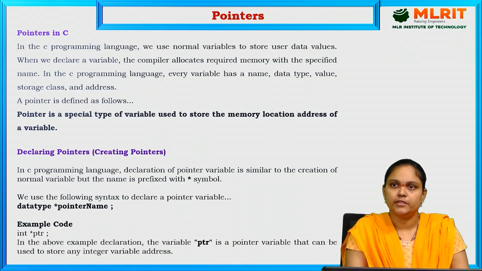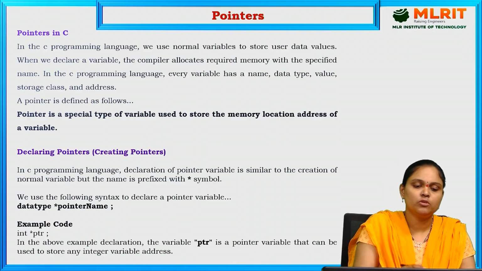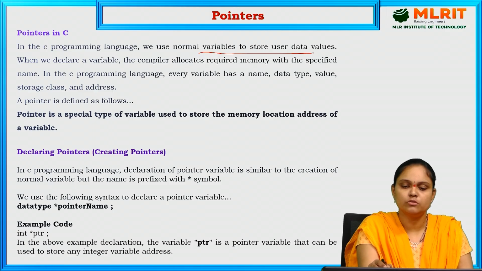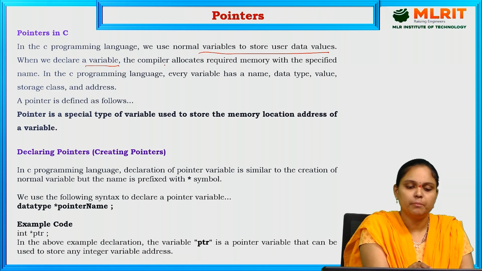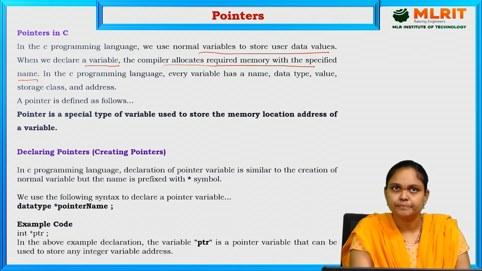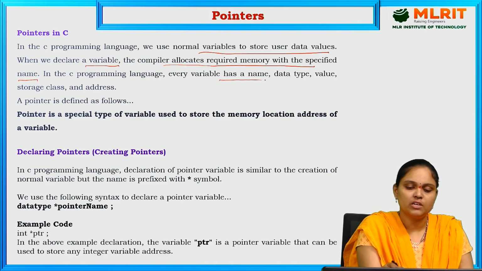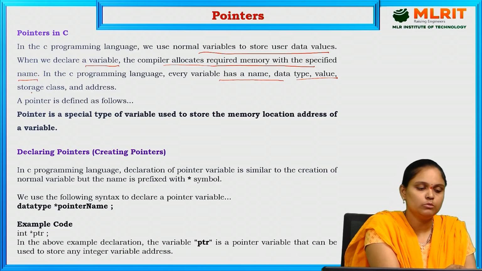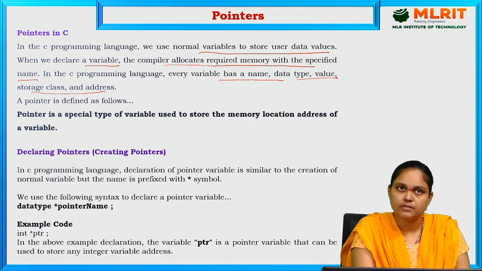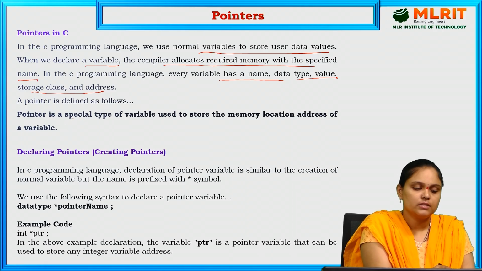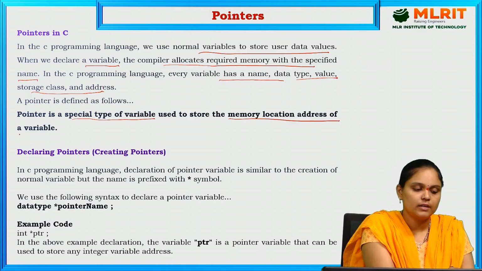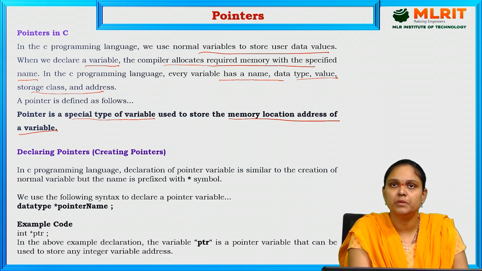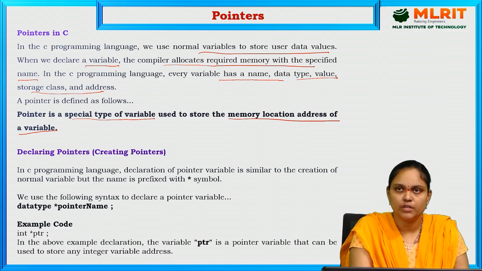So coming to pointers in the C programming language, we use normal variables to store data values. When we declare a variable, the compiler allocates the required memory with the specified name. In C, every variable has a name, data type, value, storage class, and also an address. A pointer is defined as a special type of variable used to store the memory location or memory address of a variable.